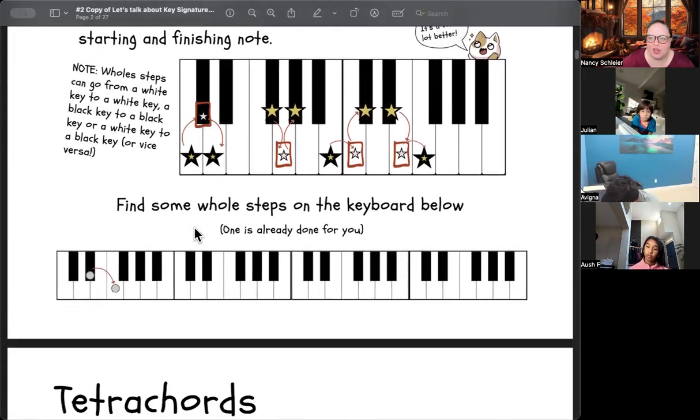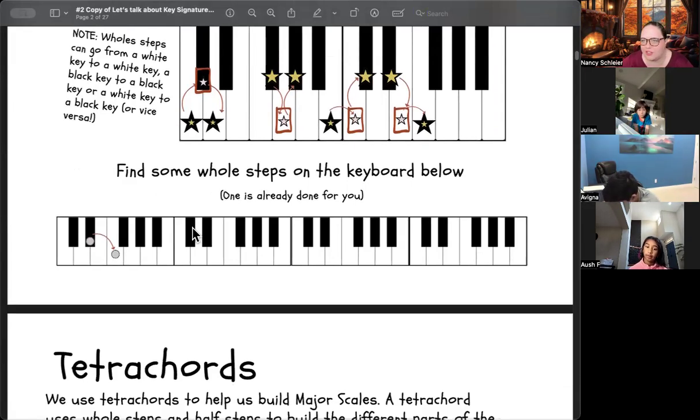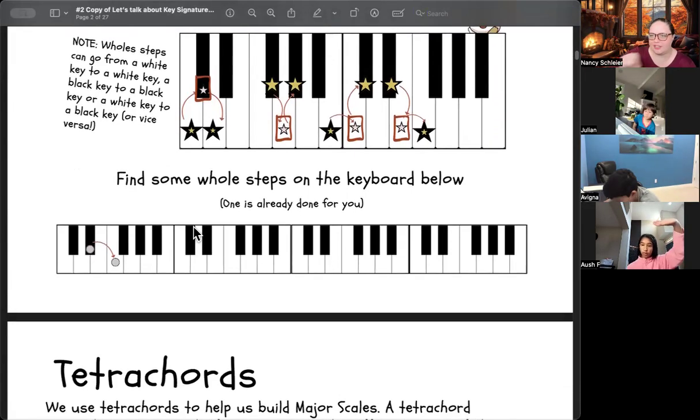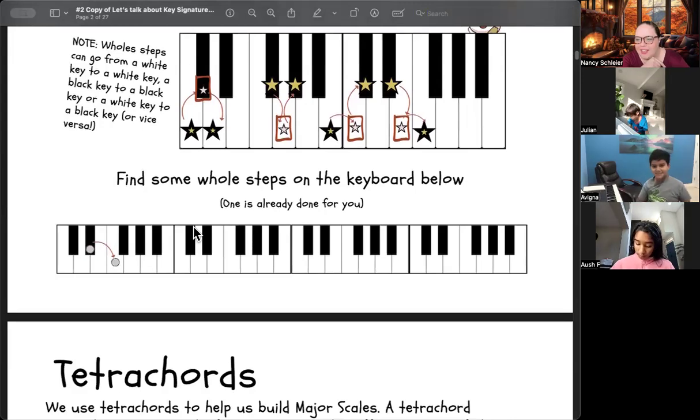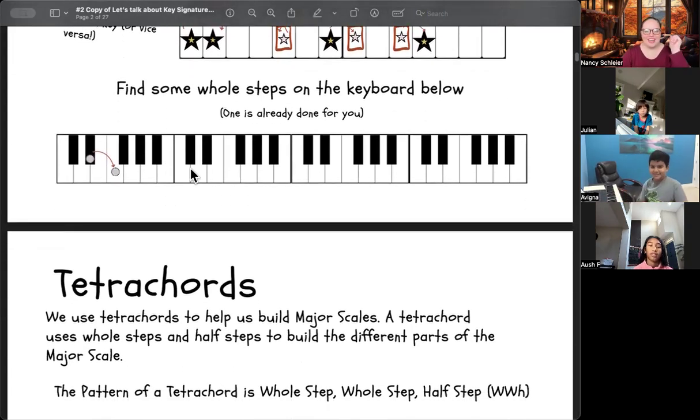All right. So, who wants to play the first whole step? Keslin, go ahead. Very good. And then I think Julian had your hand up next. So play me a whole step. I think you did. Very good. All right. And then Arya, go ahead. All right. Very good. Very good.